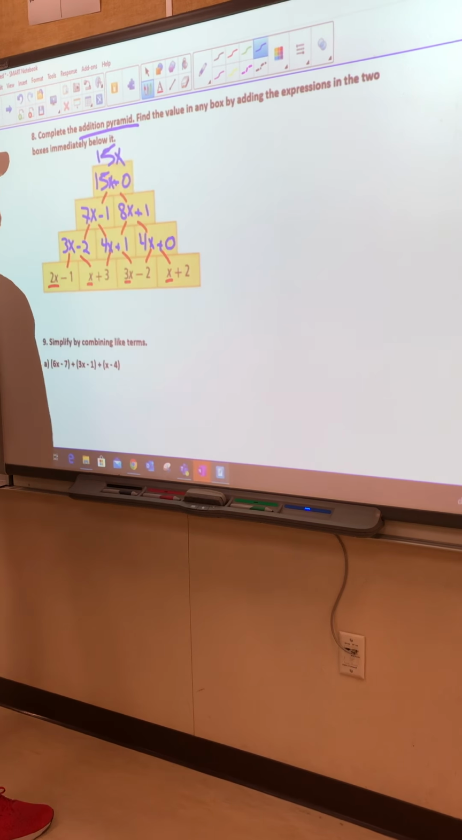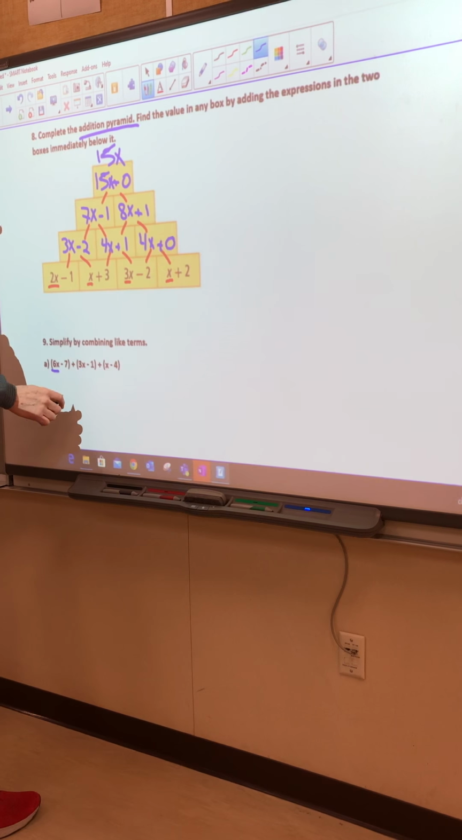Simplify by combining like terms. We've got a 6x added to a 3x added to an x. I think that's 6 and 4, 10x. Negative 7 add negative 1 is negative 8. Negative 8 add negative 4 is negative 12. Okay.